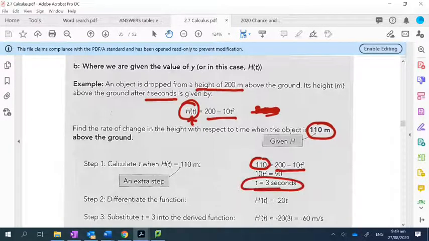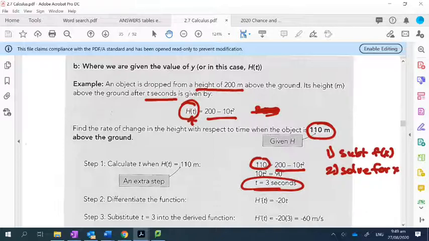Because I remember when you're plugging numbers into the derivative, I can't plug in my y. I have to always plug in an x value. So I need to solve for t. So first, substitute the f of x. Second, solve for x. Now, I'm using those same general terms that we did before with the x and the h of f of x. But in this case, it's t, really. Then, differentiate.